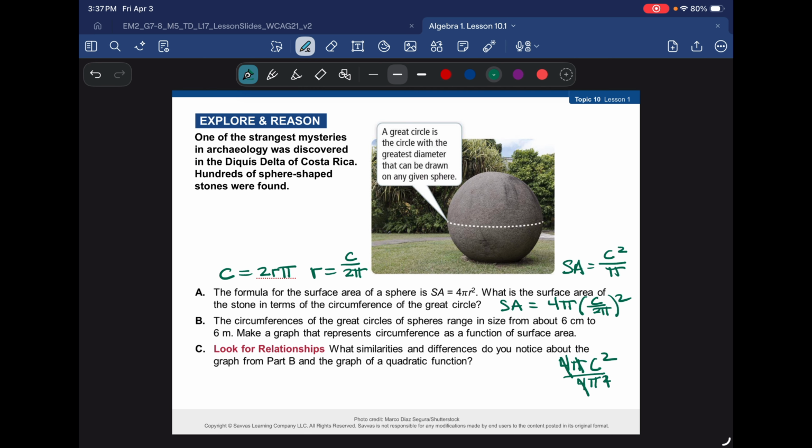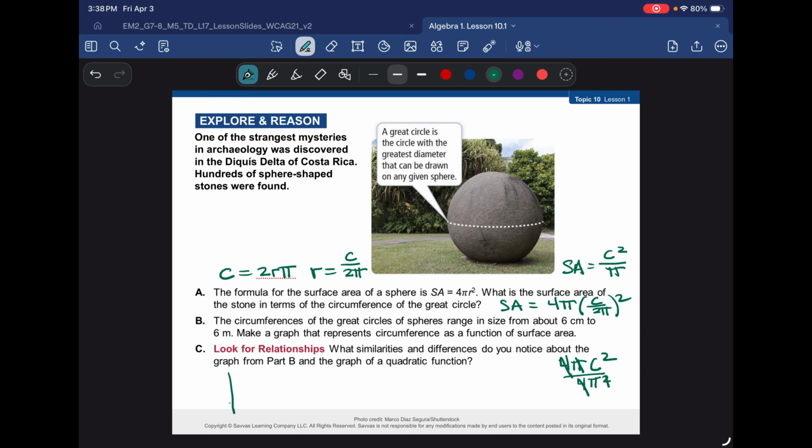Part B, the circumferences of the great circles of spheres range in size from about 6 centimeters to 6 meters. Make a graph that represents circumference as a function of surface area. So if we're going to graph that, we would see that it would make a square root function.